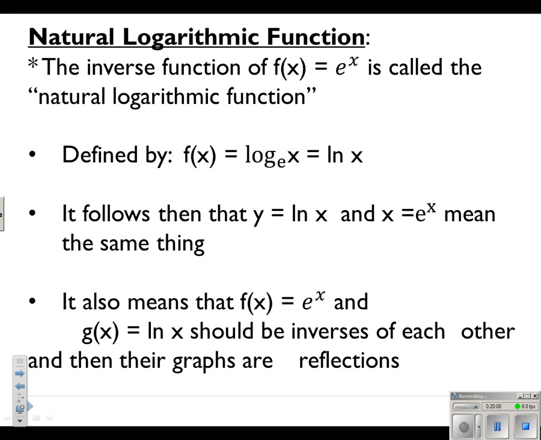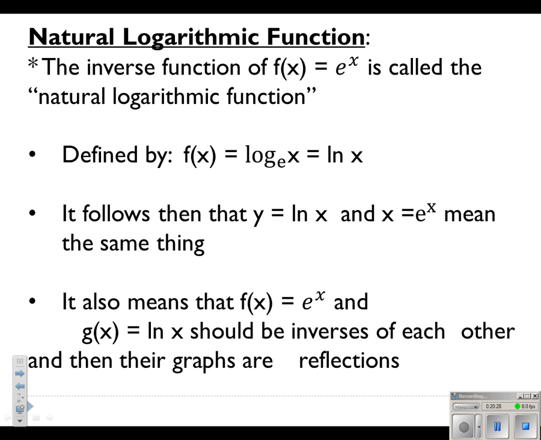Now, the natural logarithmic function is also called the inverse function of f of x equals e to the x. It's defined by f of x equals log base e of x, or simply ln of x. Now look at your calculator real quick. You'll find that not only do you have that log button that we've already been playing with, there's another button on there that just says ln. That's your natural log key.